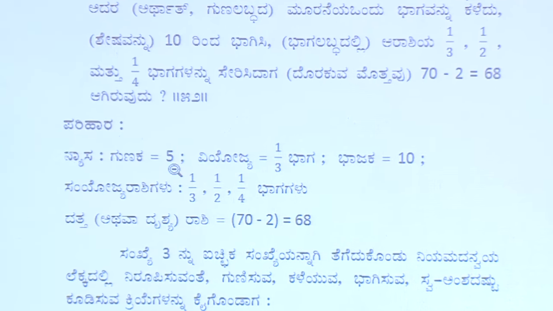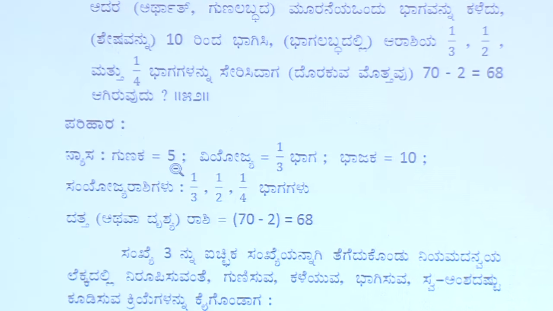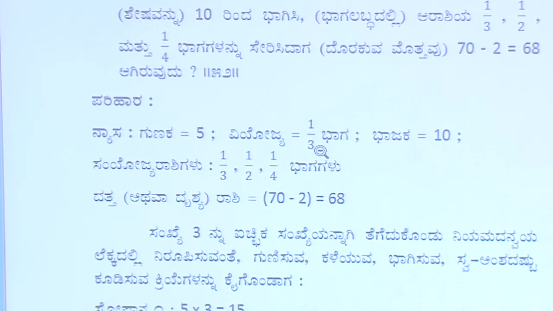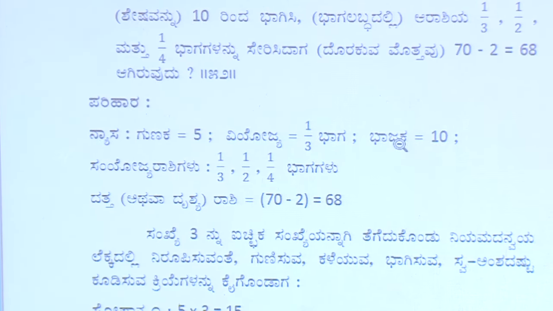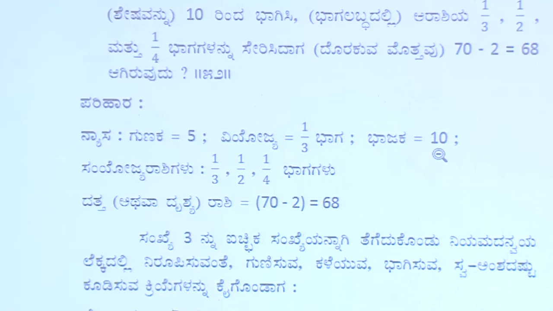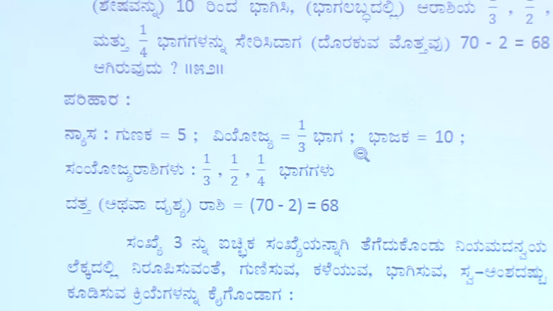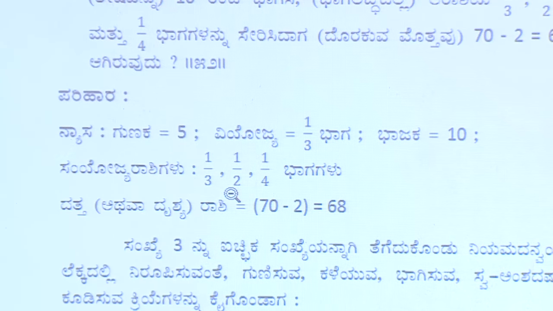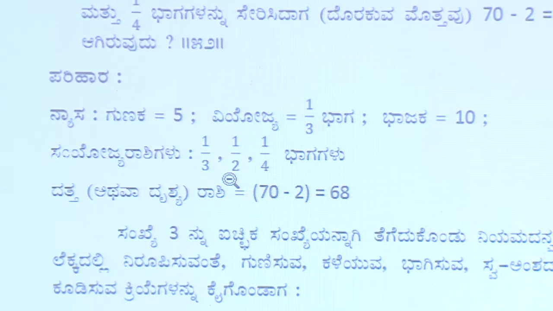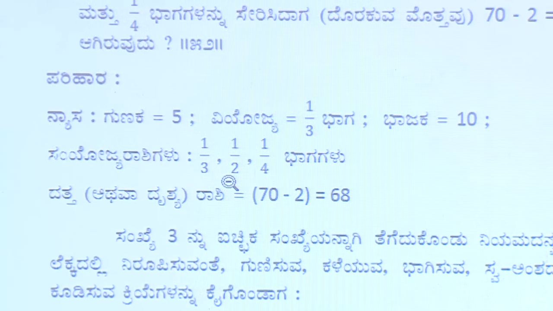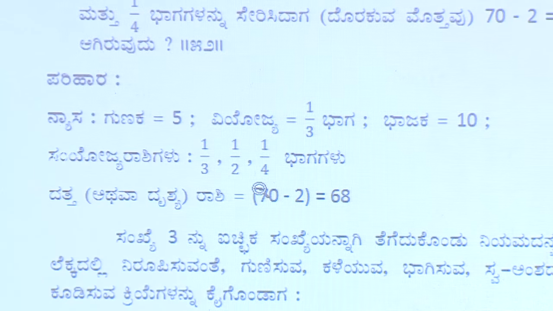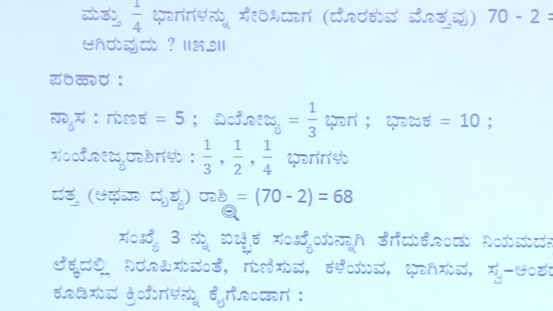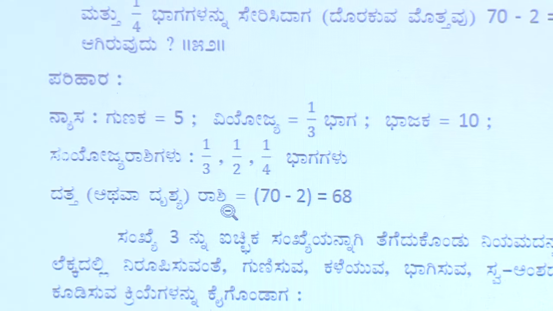Then we have to subtract 1/3. So viyojaka, subtrahend, is 1/3. Next, bhajaka is 10. Sanyojya rashi, those parts which have to be added, is 1/3, half, and 1/4. Next, the known value is 68. That is, Drishya Rashi is 68.